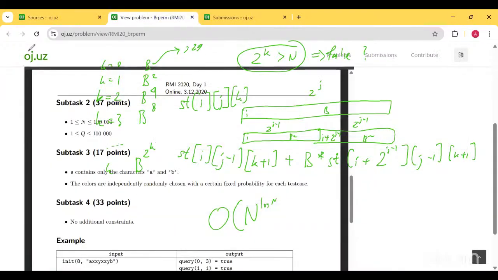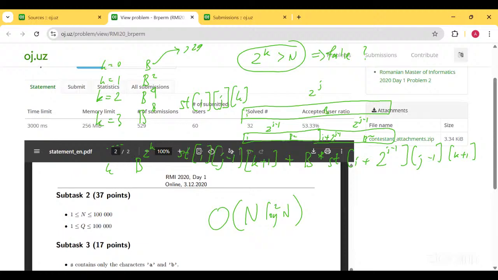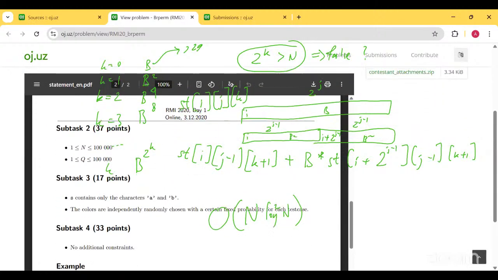All right. Wait, so it is log n and it is also log n. Okay, so it is log square n. And for n up to 10 to the 5, it is still past the time limit, because it is around 4e7, right? Okay. But how about the full solution?